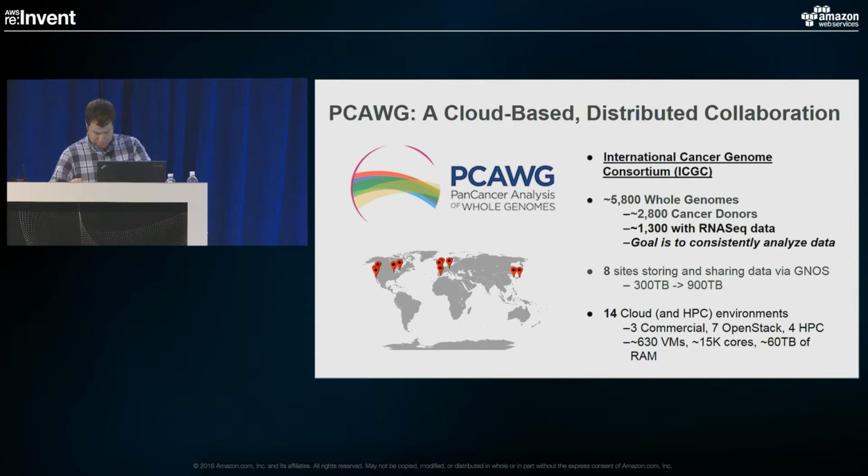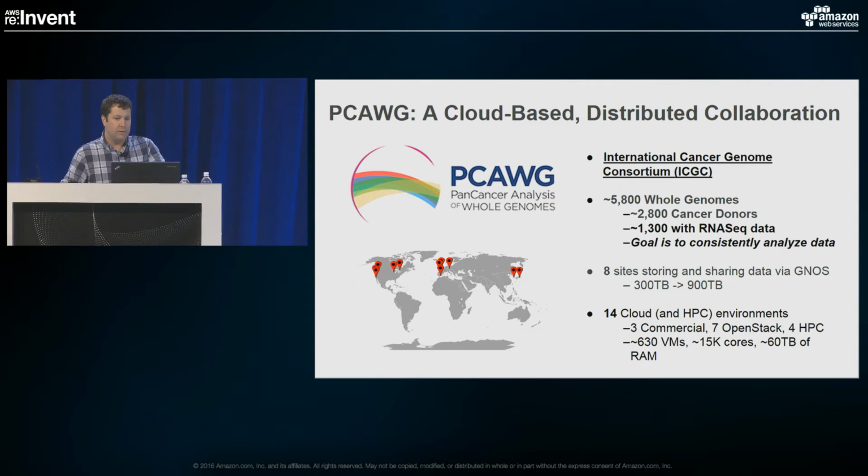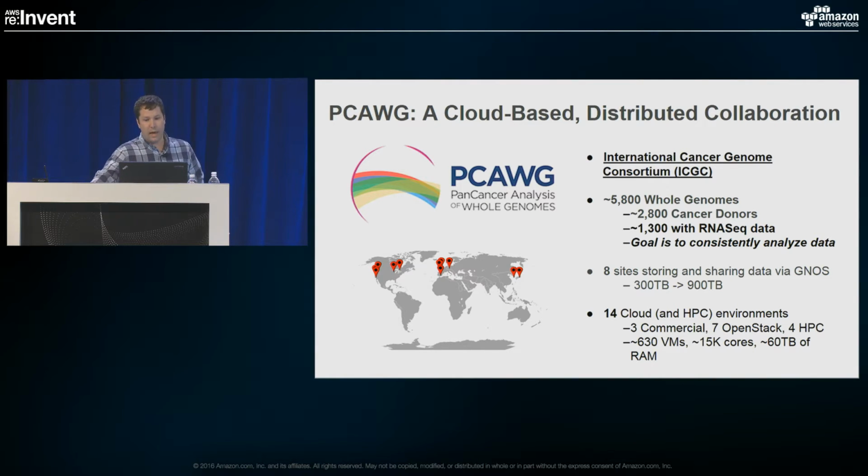So just as a background, the PCAWG project is a large international collaboration. It stands for PanCancer Analysis of Whole Genomes. It was organized by the ICGC, and it comprises approximately 5,800 whole human genomes that corresponded to about 2,800 cancer donors, 1,300 of which had RNA-seq data. Now, the goal of the technical working group was to consistently analyze this data set. It came from a variety of projects. They used different workflows. So we wanted to enable scientists to do an awesome analysis on this by having a consistent alignment and somatic variant calling pipeline applied to this data set.